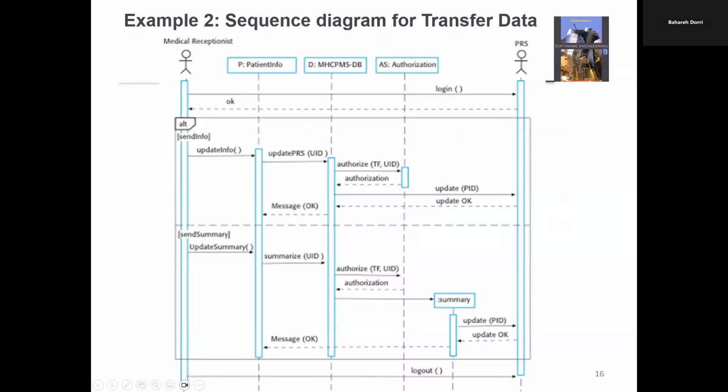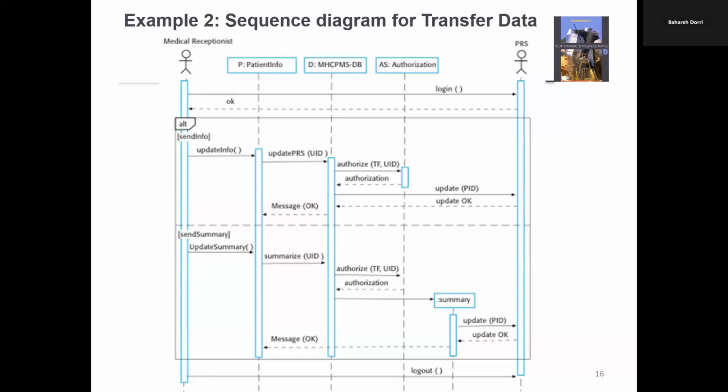That's example 2 of a sequence diagram, and this one is a bit more detailed. It shows the process of transferring data from the MHC PMS to the patient record system, or PRS. At the top, we have our actors and components: the medical receptionist, P, which is patient info, the interface that handles patient data, D, which is a database for the system, and AS, authorization, which is the service that checks permissions, and on the far right there is an external PRS system.